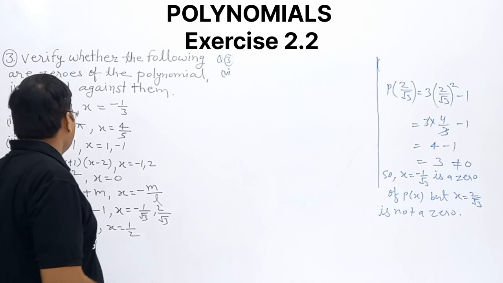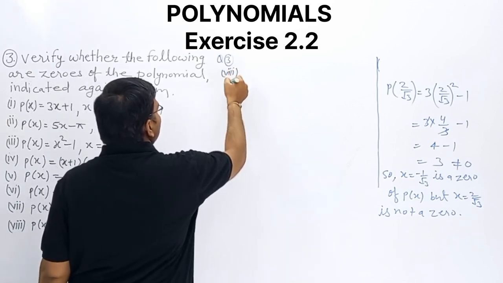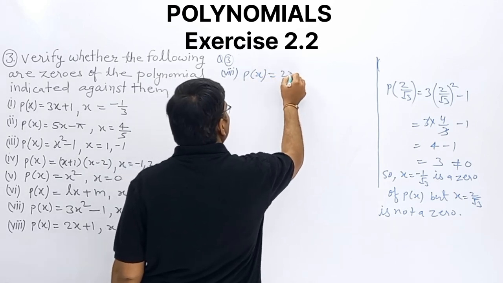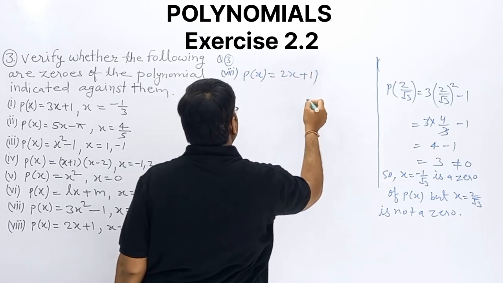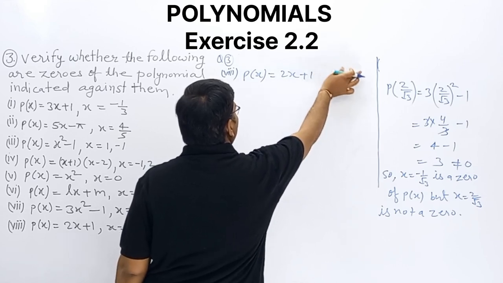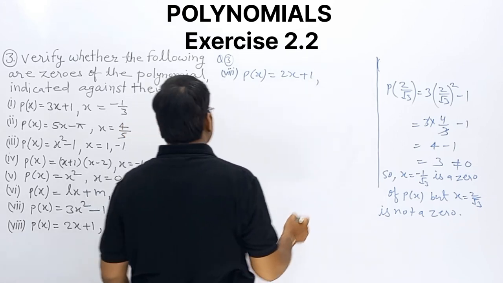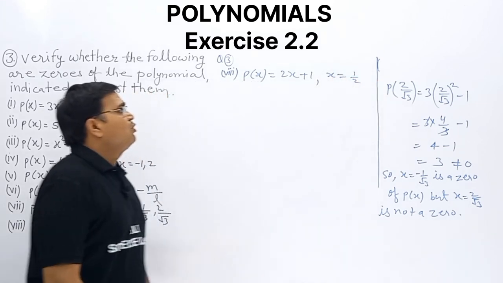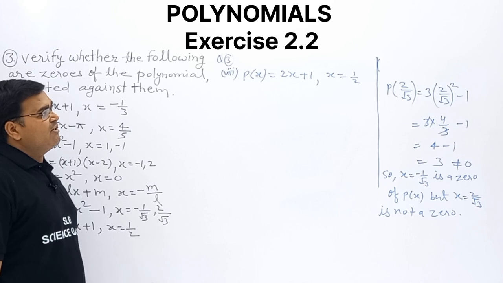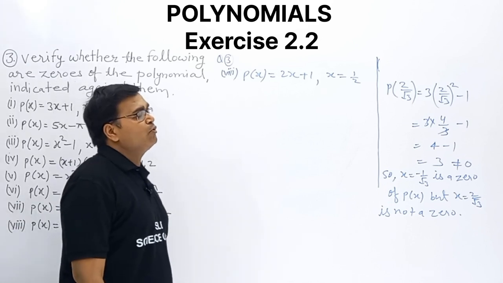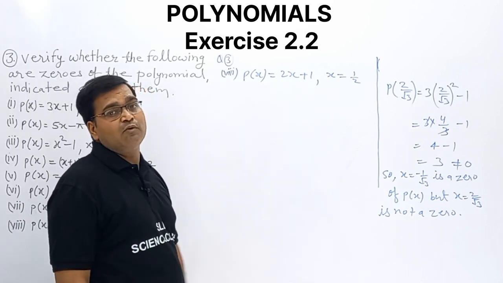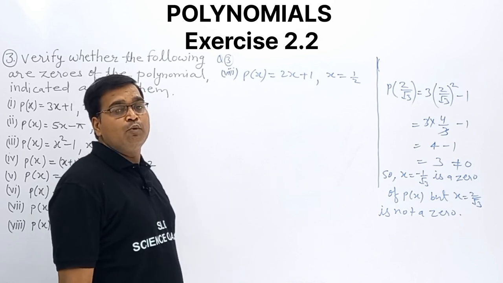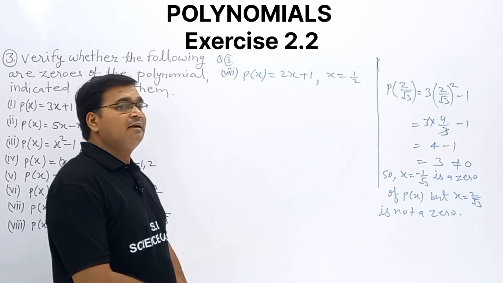Observe carefully. Question number 8. One polynomial we are having, p of x equal to 2x plus 1. This is our polynomial. What about the zeros? This is a linear polynomial, so only one zero. When its 0 is given as x equal to 1 upon 2, we want to check whether this is right or wrong. If putting this in the polynomial the value is 0, then we can say this is correct, otherwise wrong.